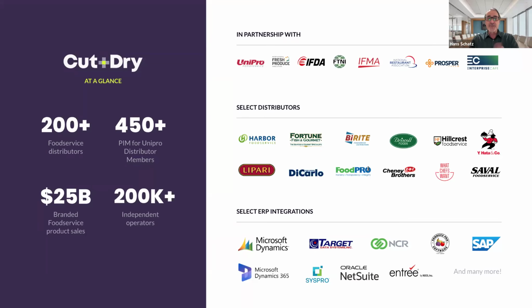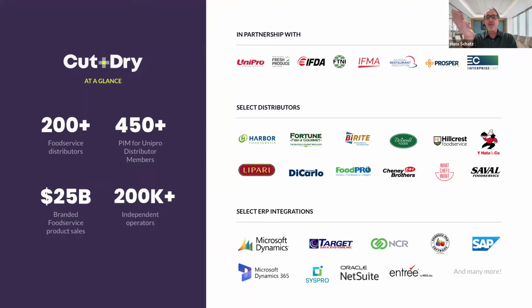And then we just recently announced a partnership with Unipro to become their product information management partner for their 450-plus distributors and their almost 500 member manufacturer group. All kinds of stuff going on at Cut+Dry.